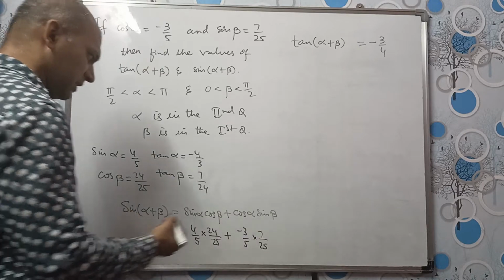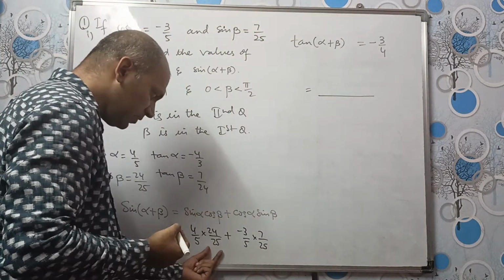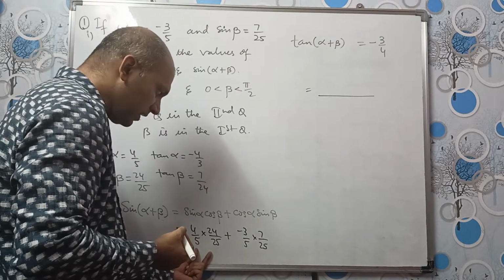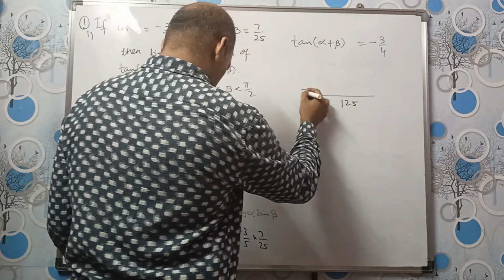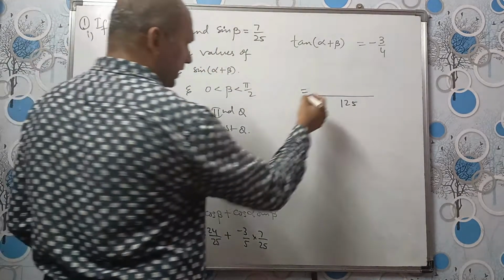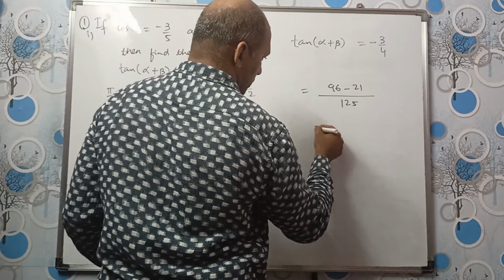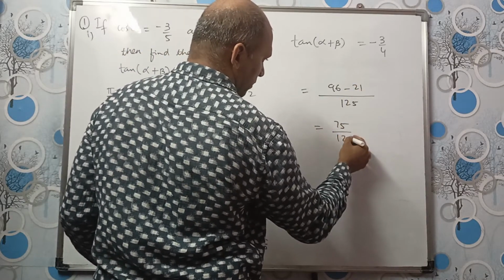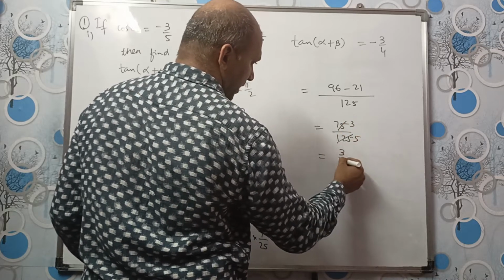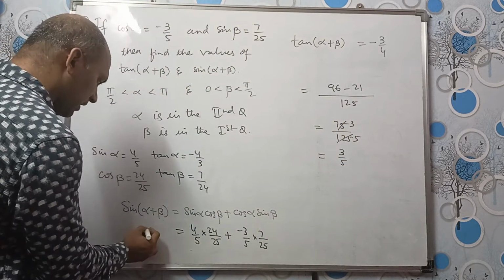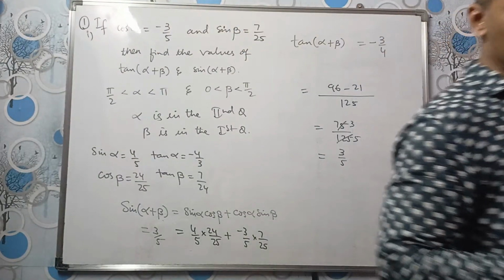Sin alpha cos beta, yes, everything is there, right? So this will be equal to, in the denominator, 5 into 25, which is 125, and here also 125, so the denominators are the same. It is 24 into 4, 96 minus 21. So this is 75. 75 by 125, divided by 25, is 3 by 5. So sin alpha plus beta is plus 3 by 5.